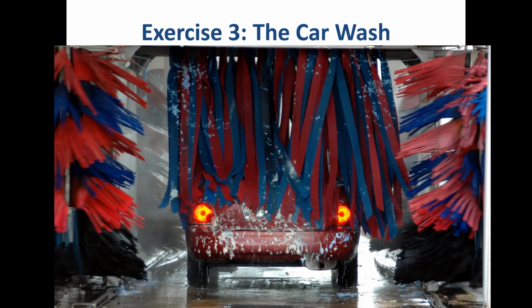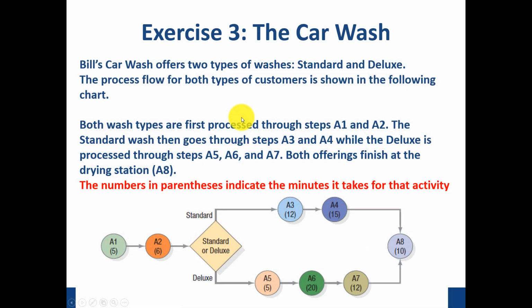Okay. Lastly, we have another exercise. Now this time it is about a car wash. Yeah, and that's Bill's Car Wash. It offers 2 types of washes, a standard and a deluxe. The process flow for both types of customers is shown in the following chart, which is here. So here, maybe you pay in the beginning, maybe there's a pre-wash. It is the same for everybody, but then depending on what customers want, they will follow different paths. If that is a standard, these steps, and if that is deluxe, they will follow these steps.